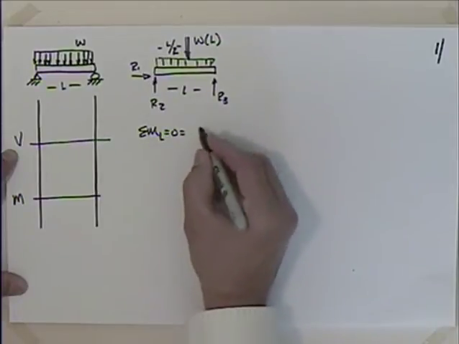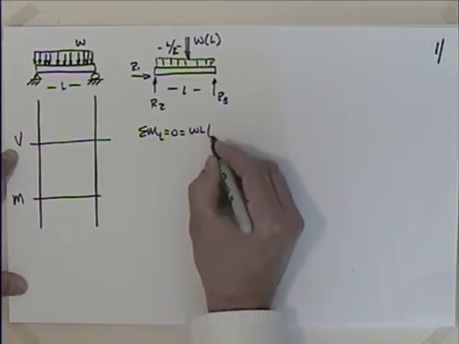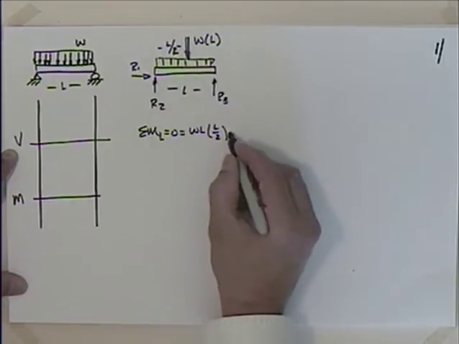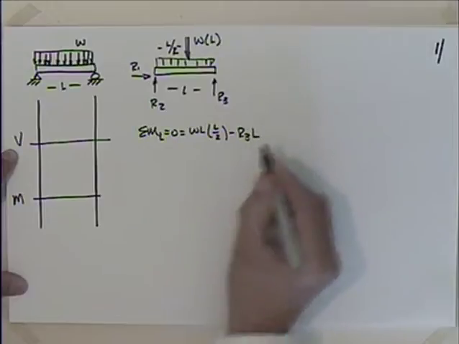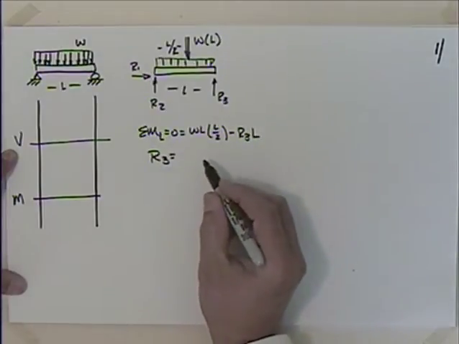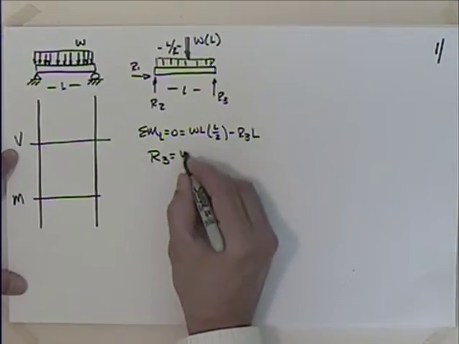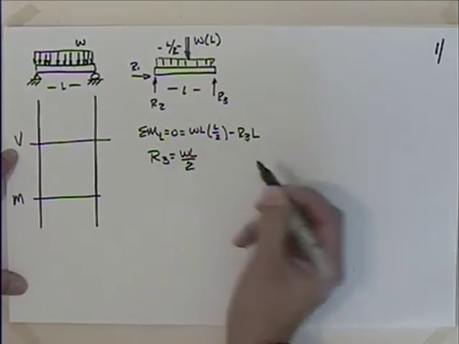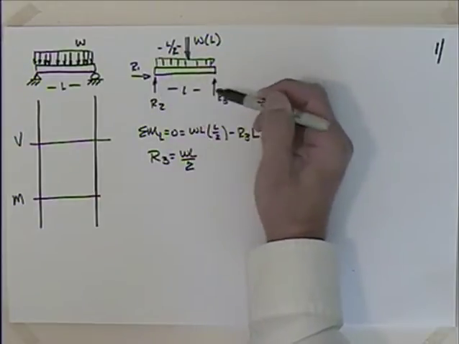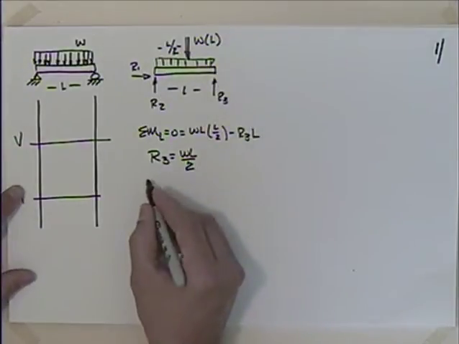Okay, so with that, if I were to sum the moments about the left-hand side, setting it equal to 0, I have WL times L over 2, that times that distance, minus R3 times L. Solving for R3, it's equal to WL over 2, which hopefully makes sense. The entire load is WL, symmetrical, so each one of R2 and R3 would support half of it.